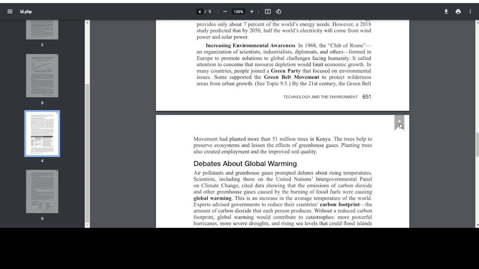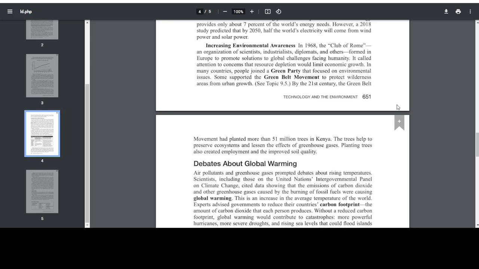Increasing environmental awareness. In 1968, the Club of Rome, an organization of scientists, industrialists, diplomats, and others, formed in Europe to promote solutions to global challenges facing humanity. It called attention to concerns that resource depletion would limit economic growth. In many countries, people joined a Green Party that focused on environmental issues. Some supported the Green Belt movement to protect wilderness areas from urban growth.